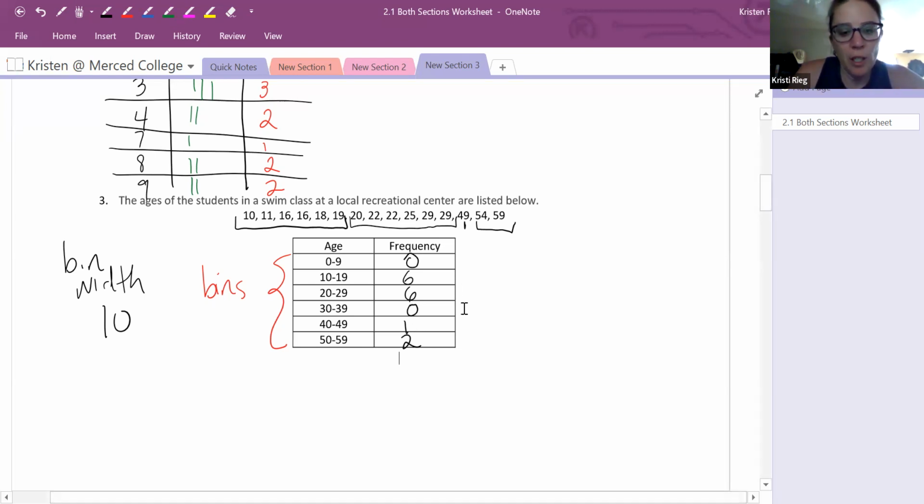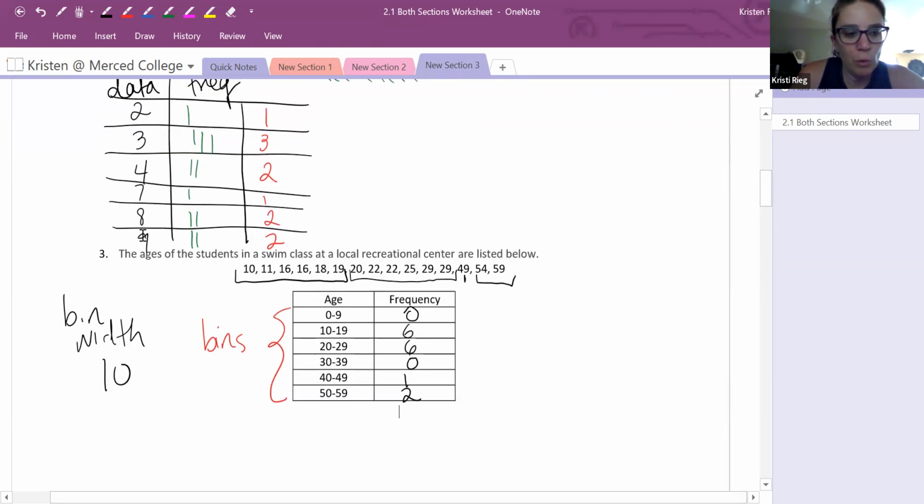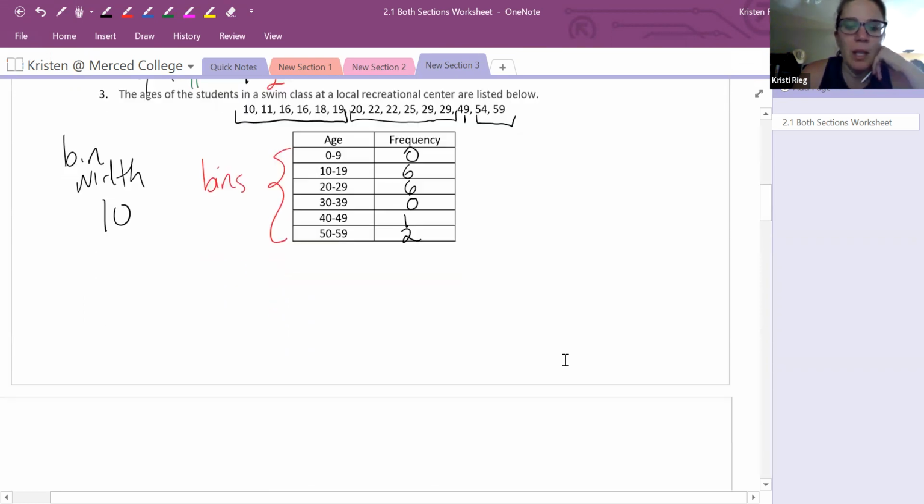So there's two ways to do the frequency table. Every number gets its own row, like up here, or we make bins and we have multiple numbers in the bins. Again, if I had every age listed, almost everything would be one. A couple ages repeat, right? 16 repeats, 22 and 29, a couple ages repeat, but this is more effective to have it in the bins because there wasn't a lot of repeating going on.